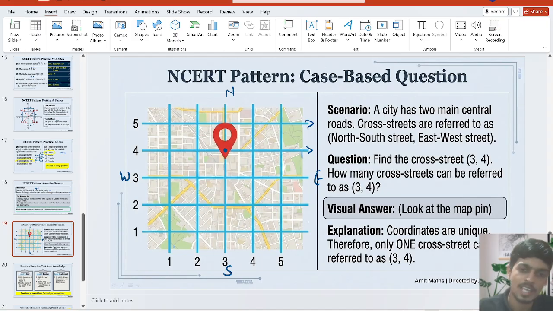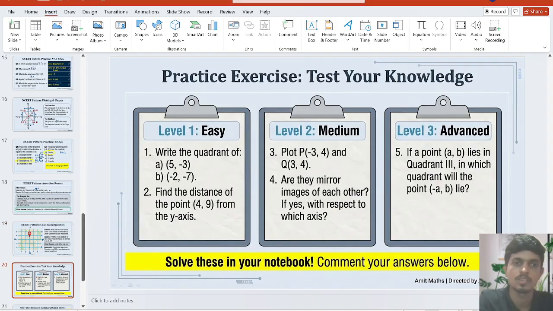This is the x direction, 1, 2, 3, and this is 4. I hope it is clear to you. This is 3, 4. Look at the mapping pin here. Coordinates are unique, therefore only one cross street can be referred to as 3, 4, because the intersection of 3 and 4 is only this. So this is only one point. So only one street can be referred to as 3, 4. Coming to the next, an easy one.